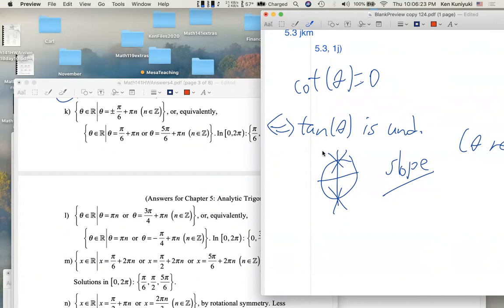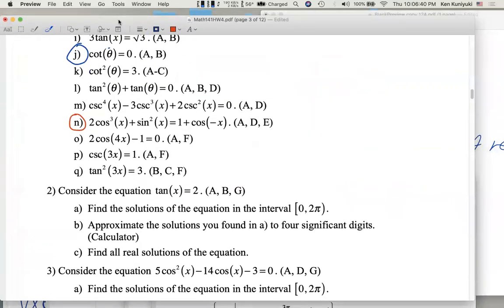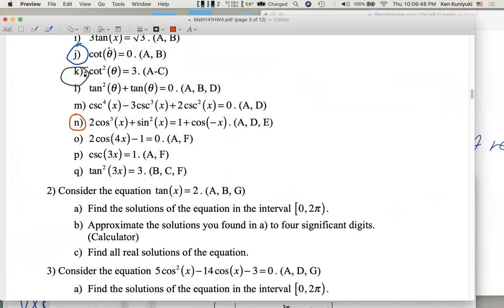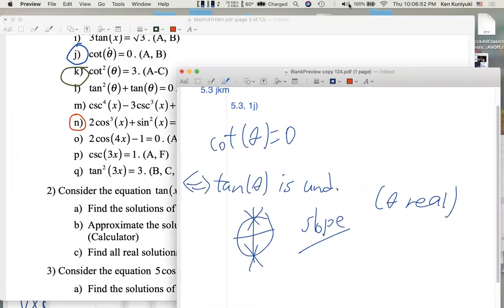Okay, so which shall we do next, K or M? Okay, K. All right. Oh, I think I know what's happening. So on K, oh, okay, I gotta save this one.